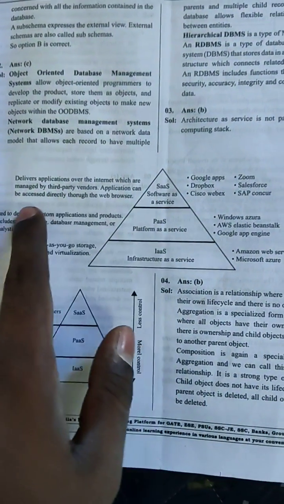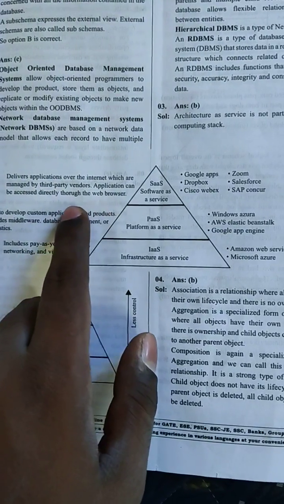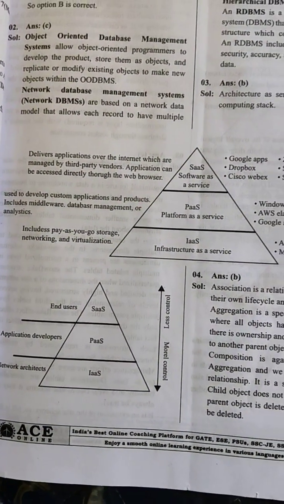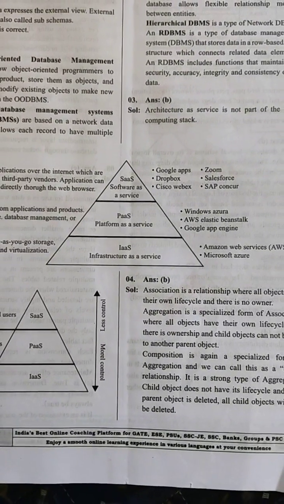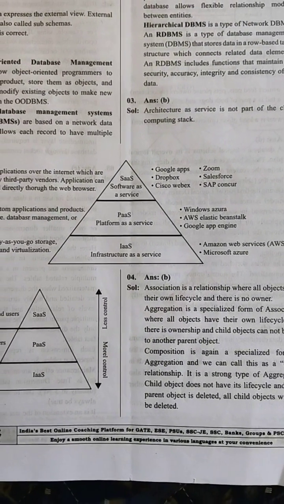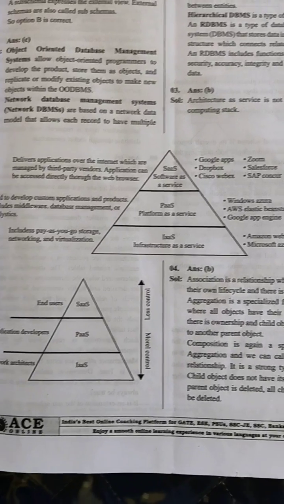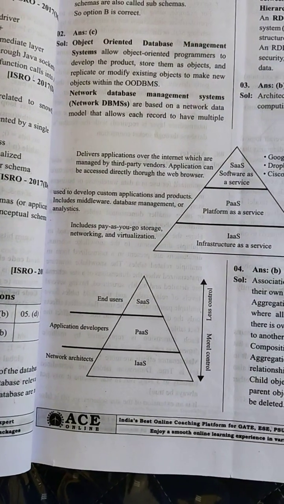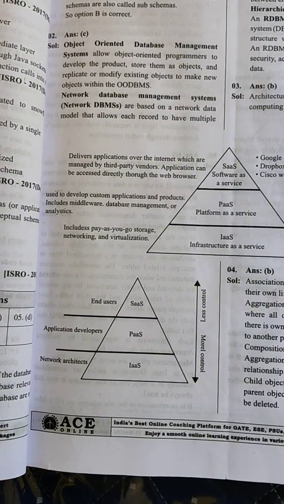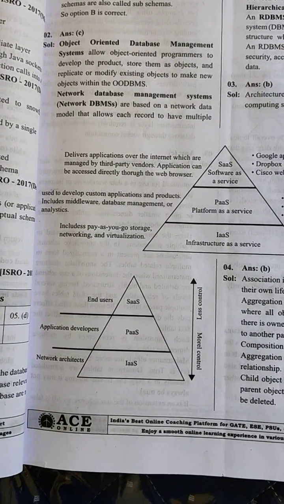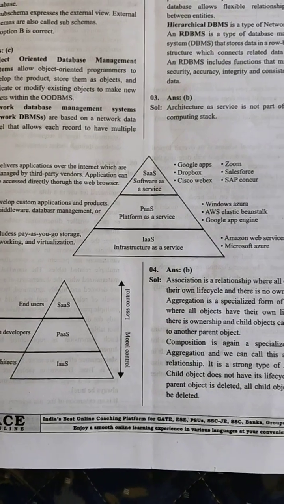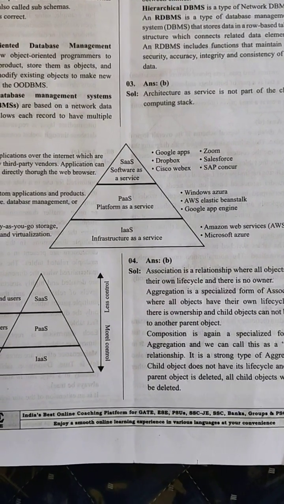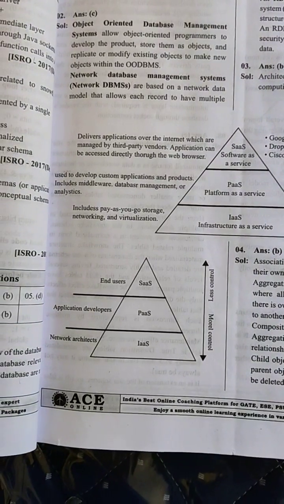Software as a service. Delivery of the application over the internet or managed by third-party vendors. Applications can be accessed directly through the web browser. Google Apps, Dropbox, Cisco Web Access, Zoom, Salesforce, SAP Concur. తర్వాత platform as a service. Used to develop custom applications and products, includes middleware, database management, or analytics. Platform as a service: Windows Azure, AWS Elastic Beanstalk, Google App Engine.